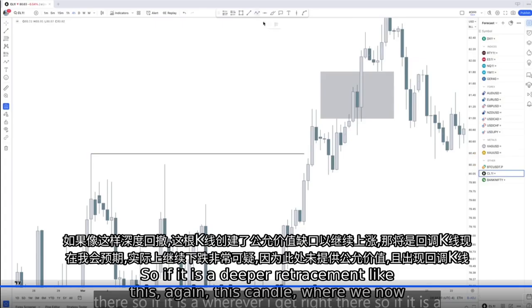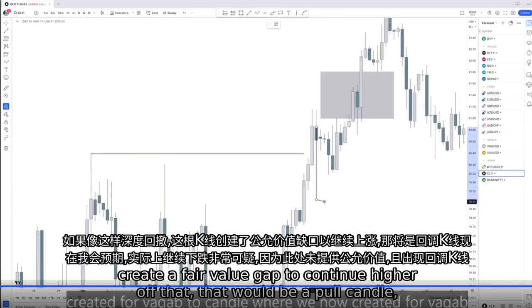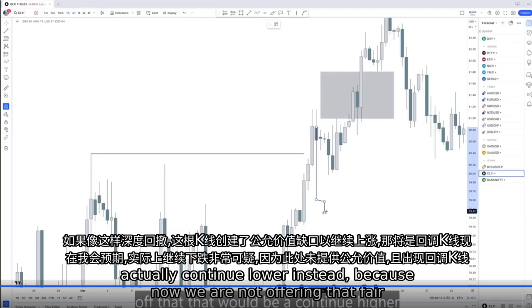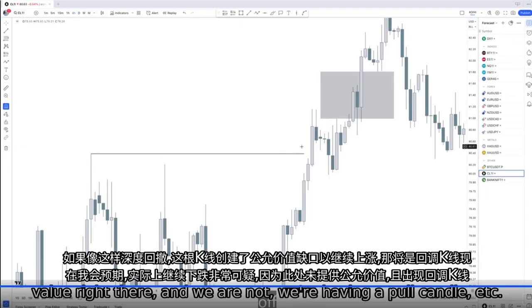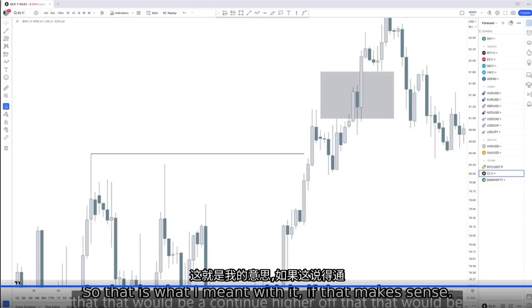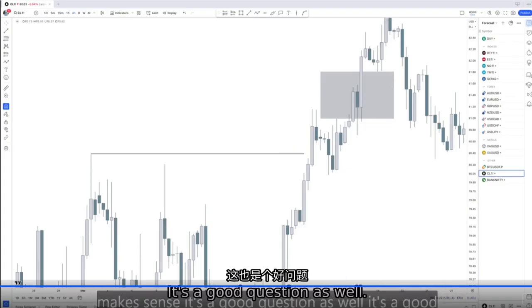So if it is a deeper retracement like this, and this candle creates a fair value gap to continue higher off that, that would be a pull candle. Right now I would expect that it's extremely suspicious and price may actually continue lower instead, because we are not offering that fair value, and we're having that pull candle. So that is what I meant. If that makes sense. It's a good question as well.